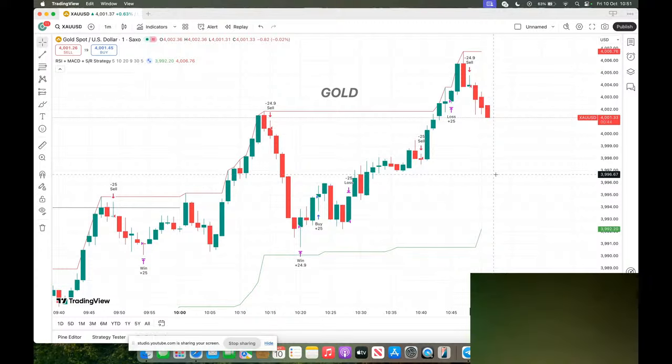We have less than 30 seconds to win this trade. Less than 10 seconds. And three, two. Don't mind me, I'm looking at it from my phone. And this was a win. This was a win.